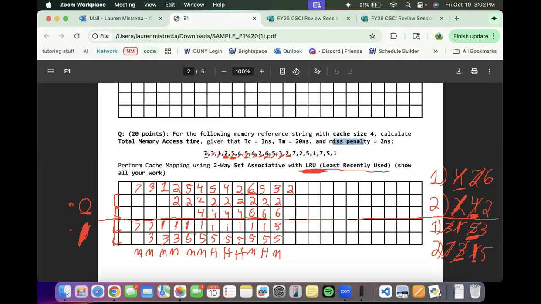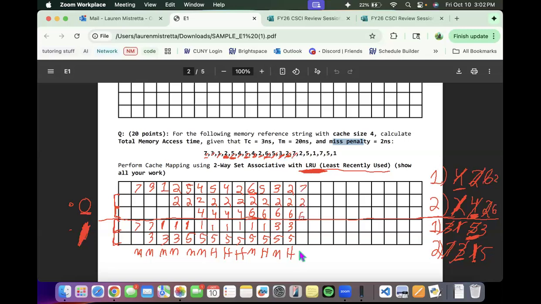Okay, 2 is next. 2 is indeed in my cache. So this is a hit, but 2 is in the bottom spot. So this now goes to the front of the line. The 2 and the 6 now split. Okay, 7 is next.